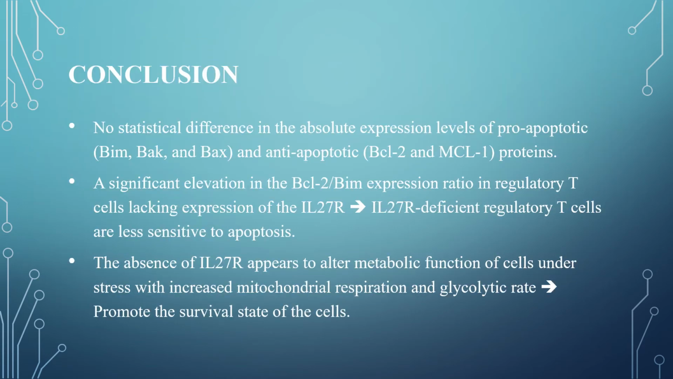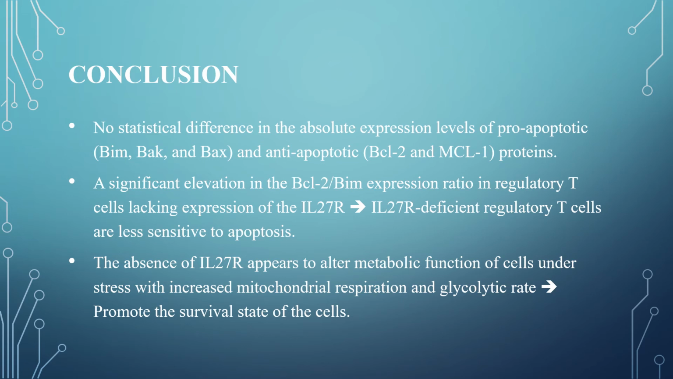In conclusion, although there was no statistical difference in the absolute expression levels of pro-apoptotic and anti-apoptotic proteins, there was a significant elevation in the BCL2 and BIM expression ratio in Treg cells lacking expression of IL-27 receptor. This indicates that IL-27 receptor deficient Treg cells are less sensitive to apoptosis.